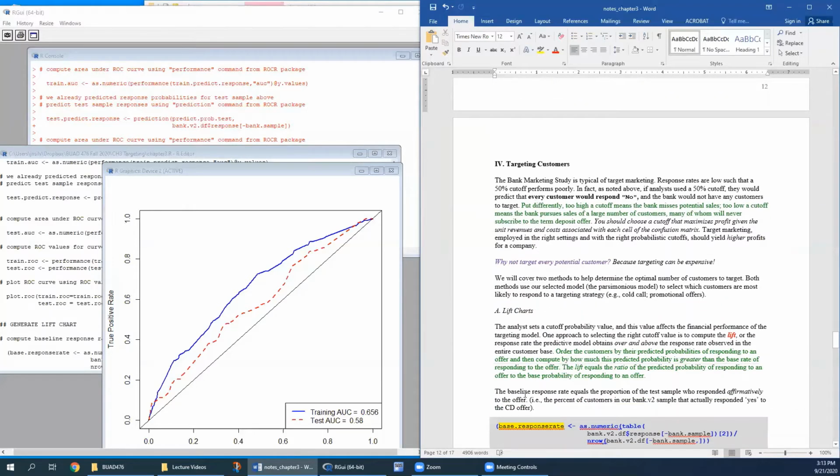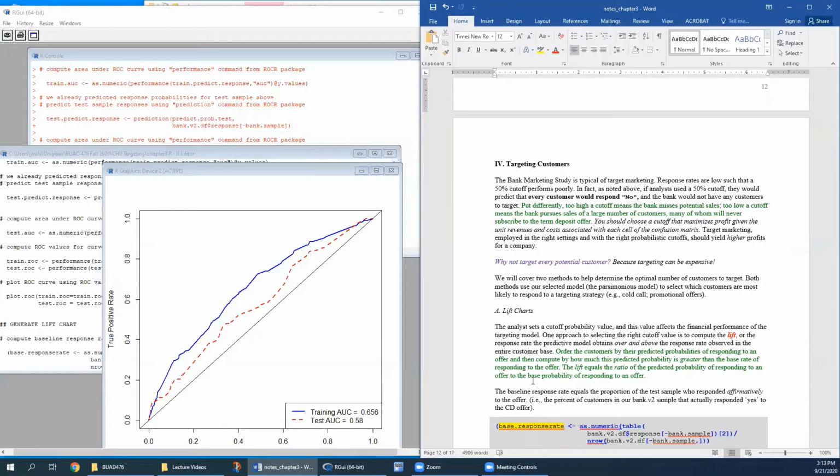So now we're finally going to talk about the subject of chapter 3, which is targeting customers. So this study is typical of target marketing. The response rates are low, such that that 50% cutoff we just talked about is performing poorly. In fact, if the analysts used a 50% cutoff, they would predict that every customer would say no, and then the bank wouldn't have any customers to target.